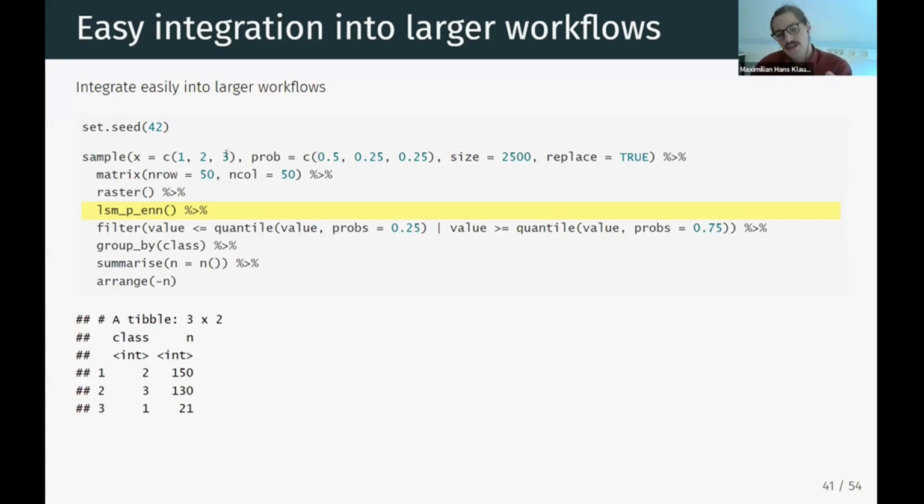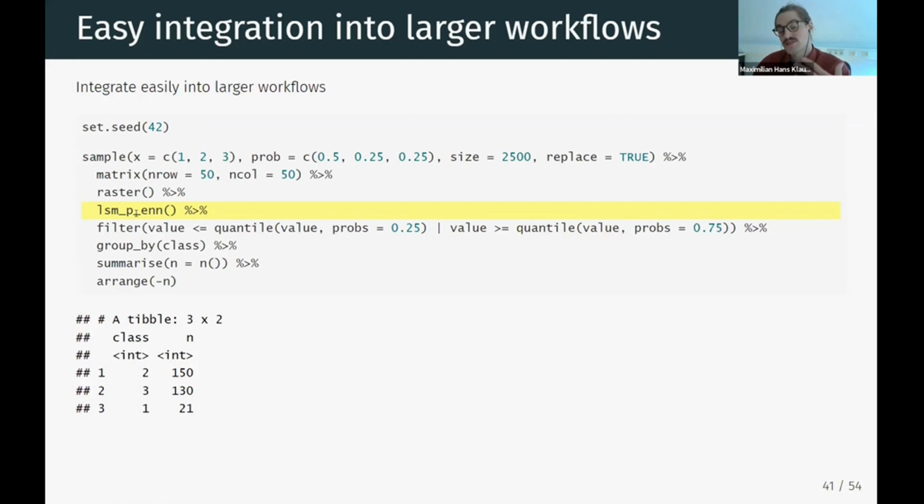So in this example, here I first sample values from 1 to 3, which could be our 3 land cover classes. I then pass the result of this on and create a matrix from it, and then convert this matrix to a raster. And now we would have a simulated example landscape. I then, for example, directly could calculate the distance to the nearest neighbor for each patch of the same class by using this function here.